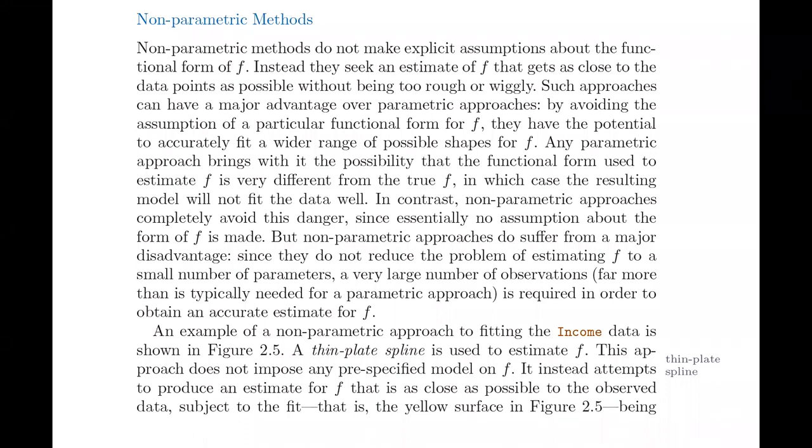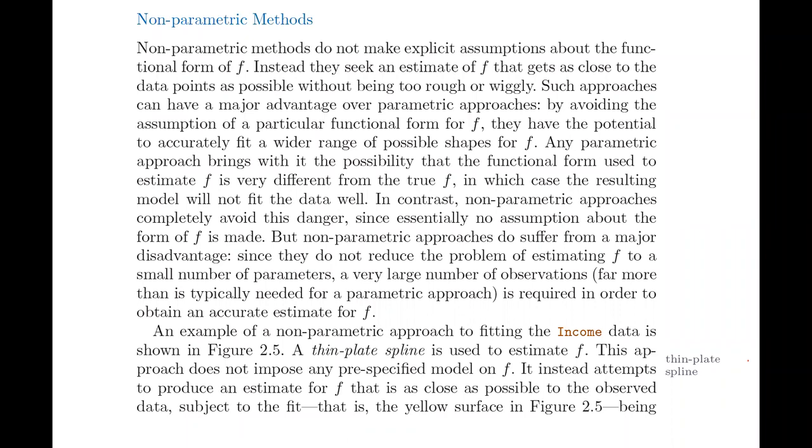Let's have a look. Non-parametric methods do not make explicit assumptions about the functional form of f. Instead, they seek an estimate of f that gets as close to the data points as possible without being too rough or wiggly. Such approaches can have a major advantage over parametric approaches by avoiding the assumption of a particular functional form. So, for example, by avoiding that it has to be linear, they have the potential to accurately fit a wider range of possible shapes for f.